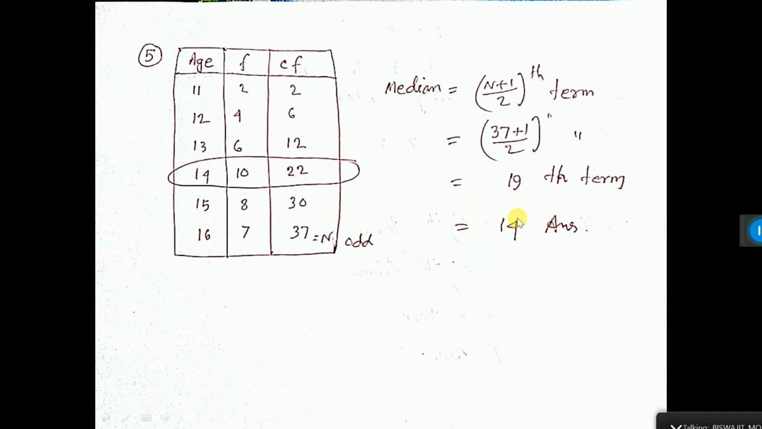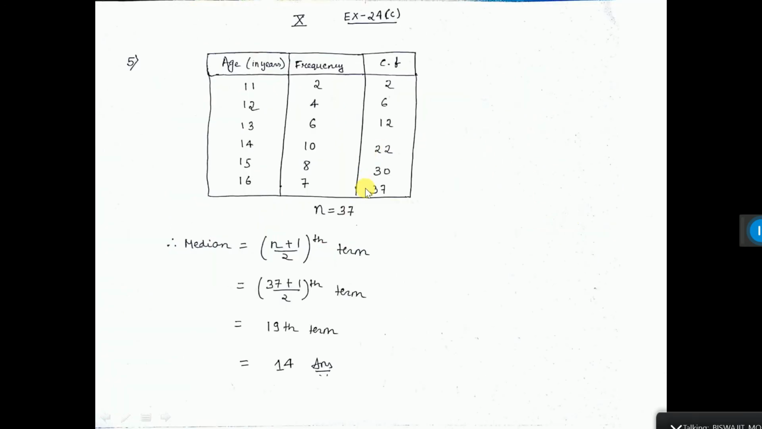Okay. In case of quartile, if it is telling to find the quartile, then we have to use the quartile formula. Then whichever term is coming, the corresponding value will be the answer. So sum number 5 is already done.